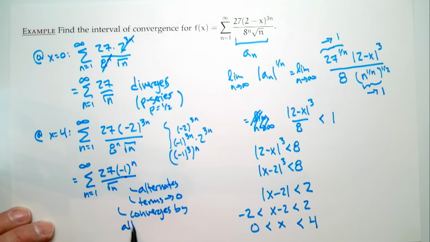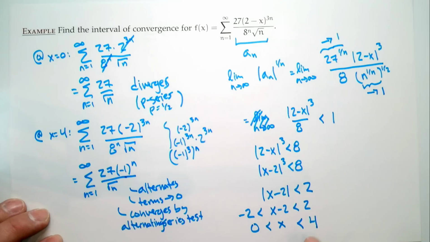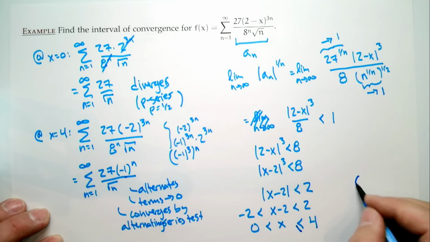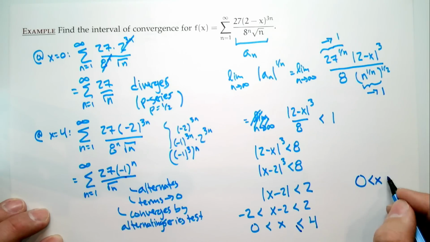So you should be ready to give names. If anything says justify, be ready to write down what test you're using. Is it the alternating series test? Is it the integral test? Is it comparison? If it says don't justify it, you don't need to. All right, which means we do include the endpoint of 4 because it converges at 4. So our final answer is it converges for 0 less than x less than or equal to 4.